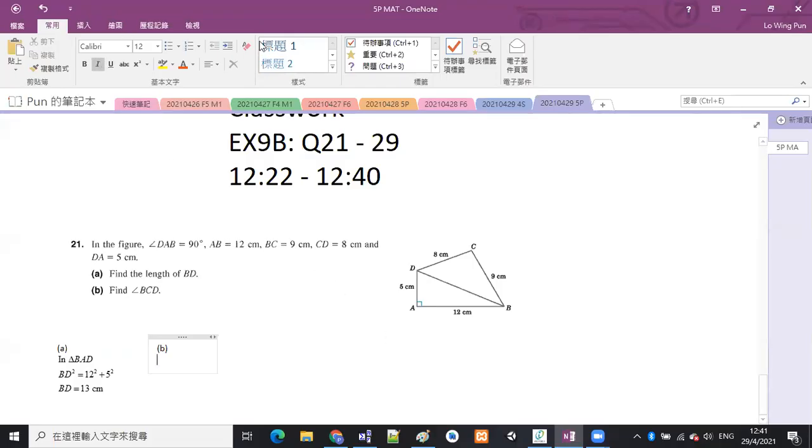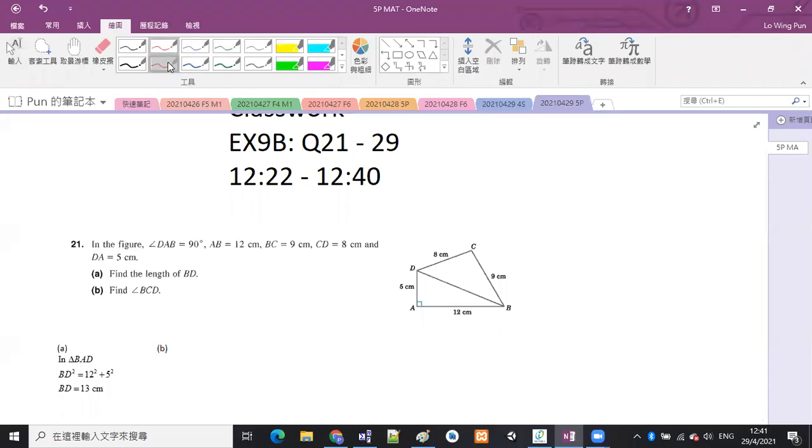Now in part B we want to find angle BCD. So BCD is this angle. Angle BCD belongs to triangle BCD. And in triangle BCD, we have 8 cm, we have 9 cm, and we have already found BD to be 13 cm. So we have 3 lengths. There is no known pair of corresponding length and angle, which means that we are not going to use the sine formula. We have to use the cosine formula.